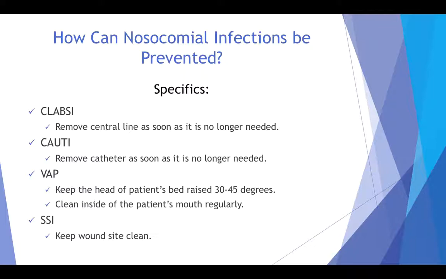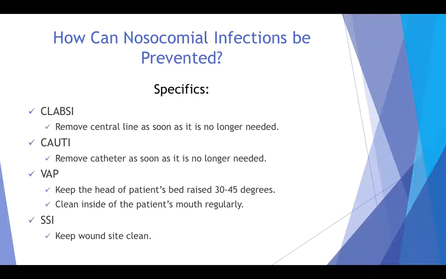So specifically, nosocomial infections can be prevented by going into the categories. First, we have CLABSIs, or central line associated bloodstream infections. And the main thing here is to remove the central line as soon as it is no longer needed, because one of the risk factors was to leave the central line for too long. Also, in CAUTIs, or catheter-associated urinary tract infections, we have the same thing, to remove the catheter as soon as it is no longer needed, because the prolonged use of these invasive devices increases the risk of acquiring the infection.